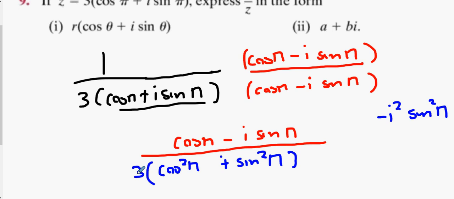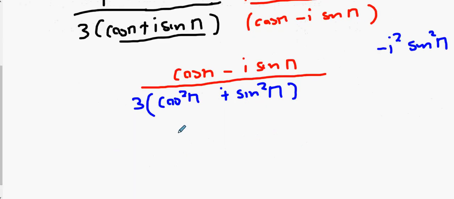It is 1. Because cos squared any angle plus sine squared the same angle is always 1. So what does that mean we have left here now? We have 1/3, what is it? Yeah.